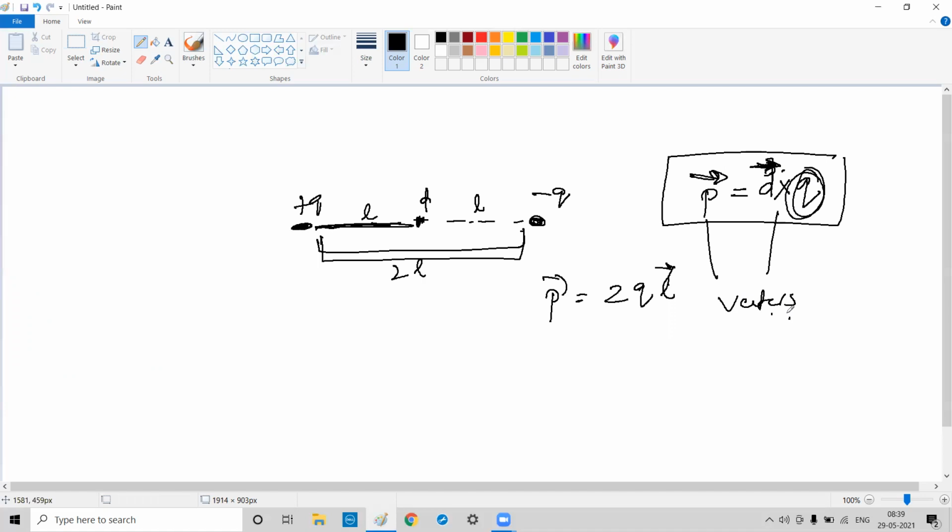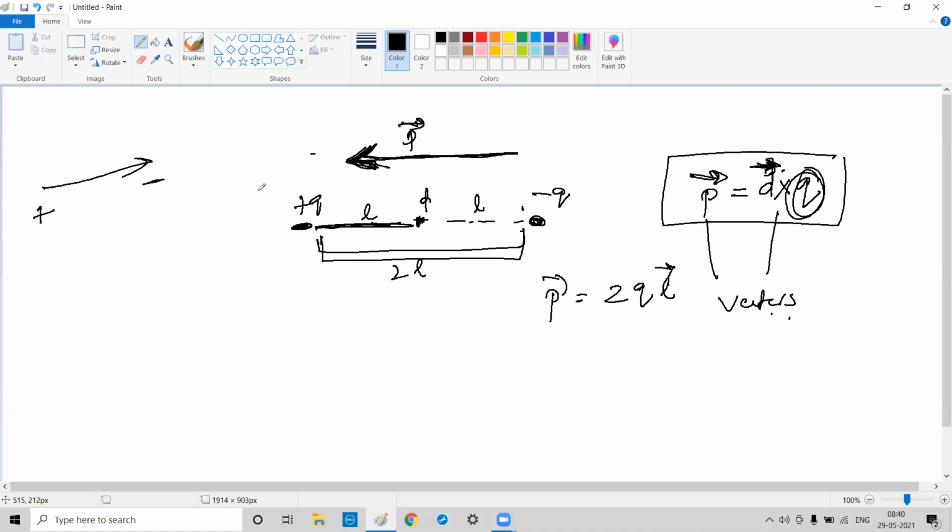Clear? So what is the SI unit, we will study. Obviously it's a vector quantity, and remember the dipole moment is always directed from negative to positive. That means if this is negative, it is like this. Dipole moment is from negative to positive. Don't get confused with electric field. Electric field is from positive to negative, but dipole moment is opposite, from negative to positive.